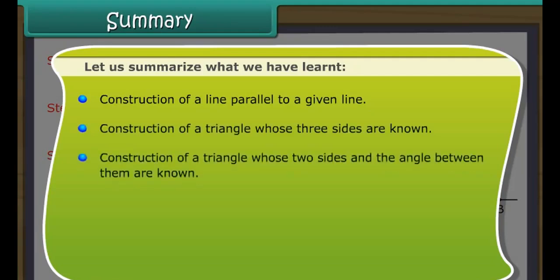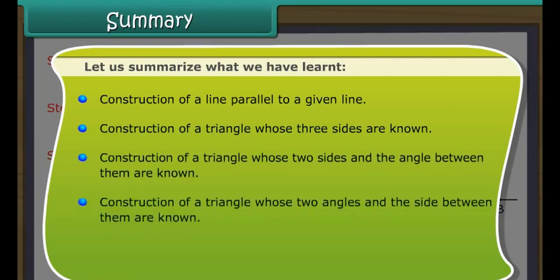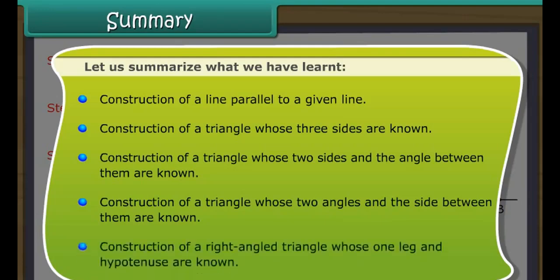Construction of a triangle whose 2 sides and the angle between them are known. Construction of a triangle whose 2 angles and the side between them are known. Construction of a right-angled triangle whose 1 leg and hypotenuse are known.